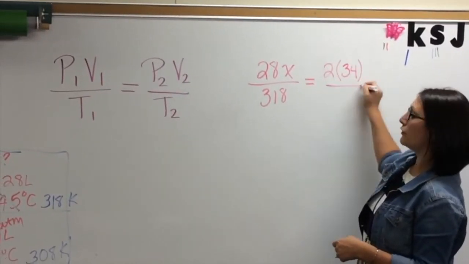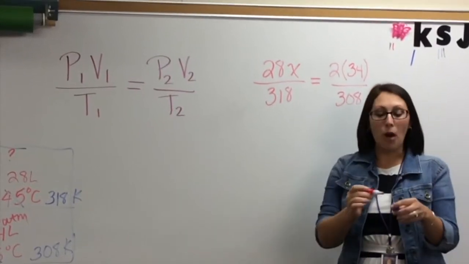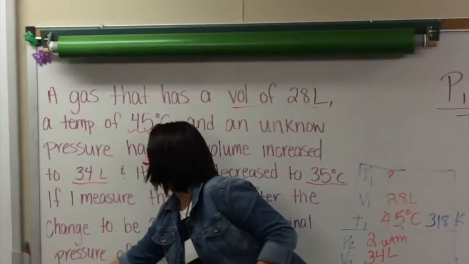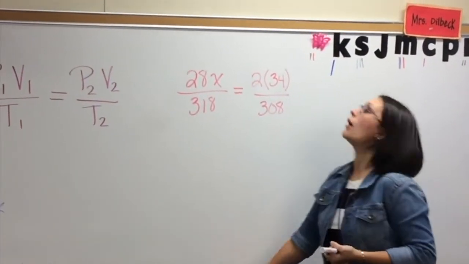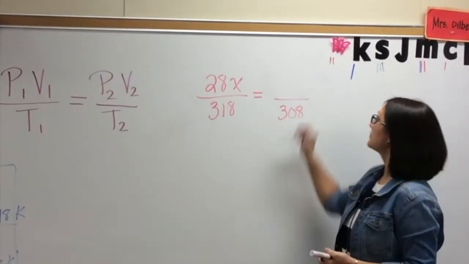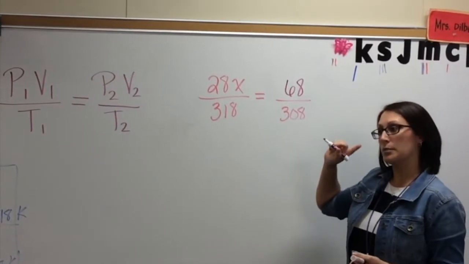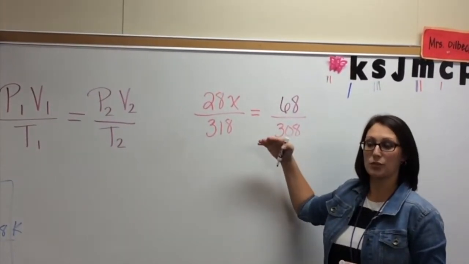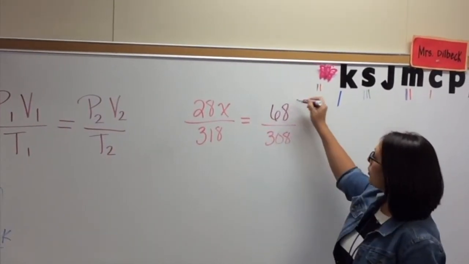34 over 308. Now, there are multiple ways to solve from here. Simplify what we know. What is 2 times 34? 68. We can now cross multiply and solve this like a proportion. You've been solving proportions since what? 6th grade? 5th grade? Solve it like a proportion.